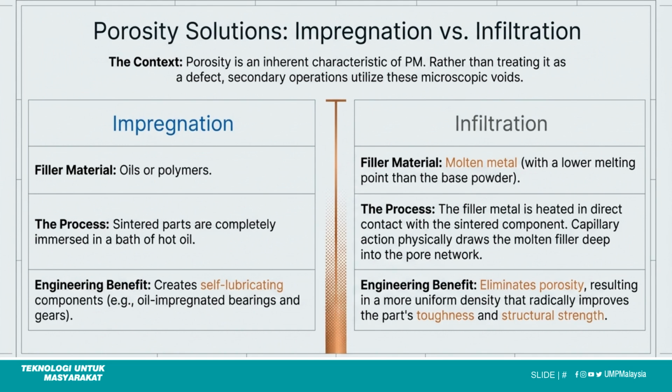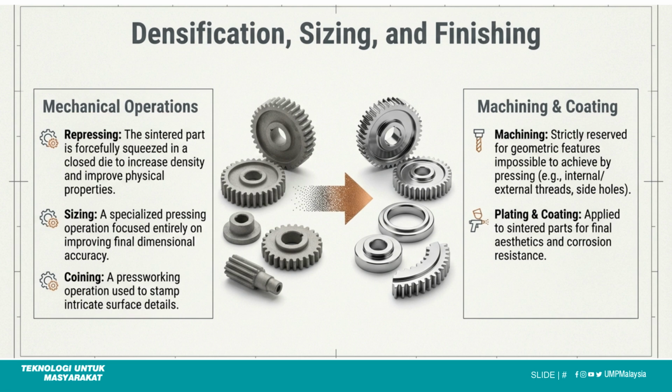Secondary operations address the inherent porosity of PM parts. Impregnation uses oils or polymers for self-lubricating benefits, while infiltration uses molten metal to eliminate porosity and improve strength. Mechanical operations like repressing, sizing, and coining are used to improve density, dimensional accuracy, and intricate surface details. Machining and coating are reserved for features difficult to achieve by pressing or for final aesthetics and corrosion resistance.